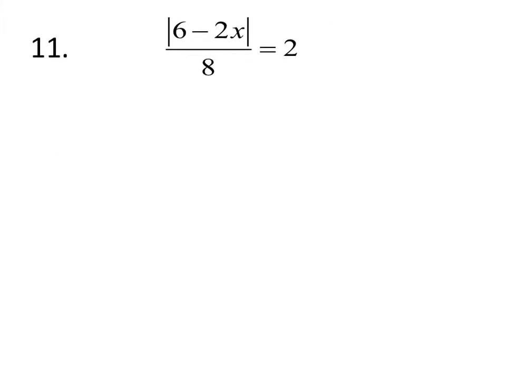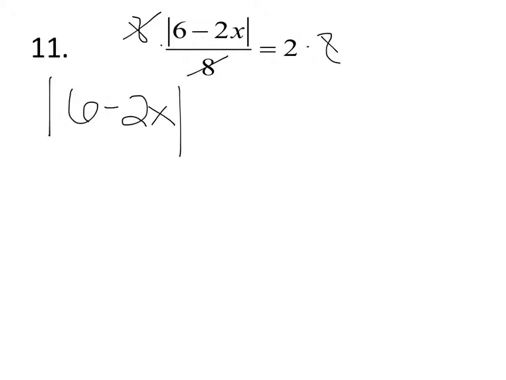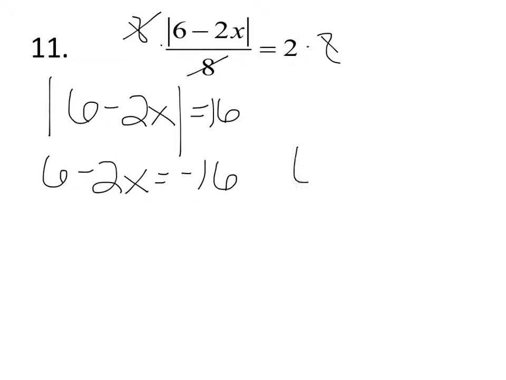Okay, number 11, same situation. We've got an absolute value. In order to isolate the absolute value, I need to multiply both sides by 8. These 8's cancel, which is the whole purpose of doing that. So we have the absolute value of 6 minus 2x is equal to 16. So you need to split it up. 6 minus 2x is equal to negative 16, and 6 minus 2x is equal to positive 16.